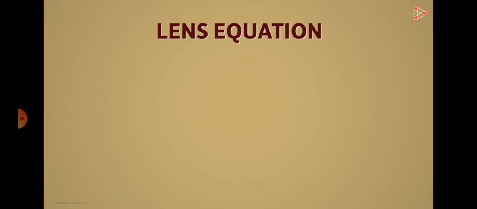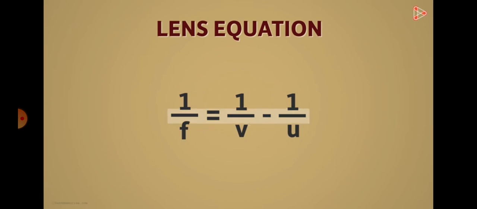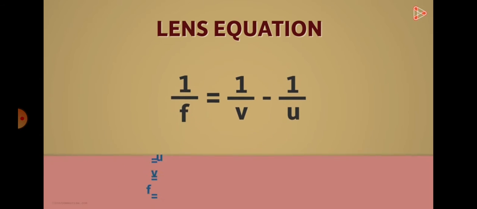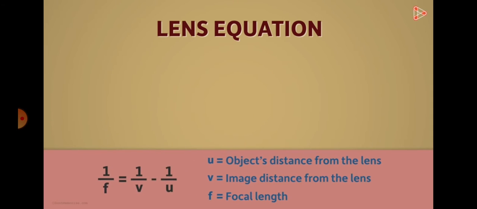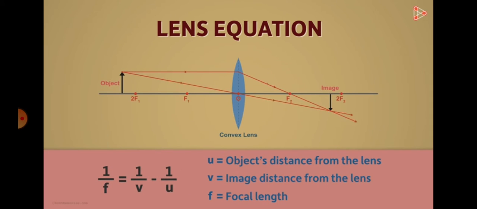Lens equation: 1 by f is equal to 1 by v minus 1 by u. Here, what are u, v and f? u is the object distance from the lens, v is the image distance from the lens, and f is the focal length. This is your lens equation.